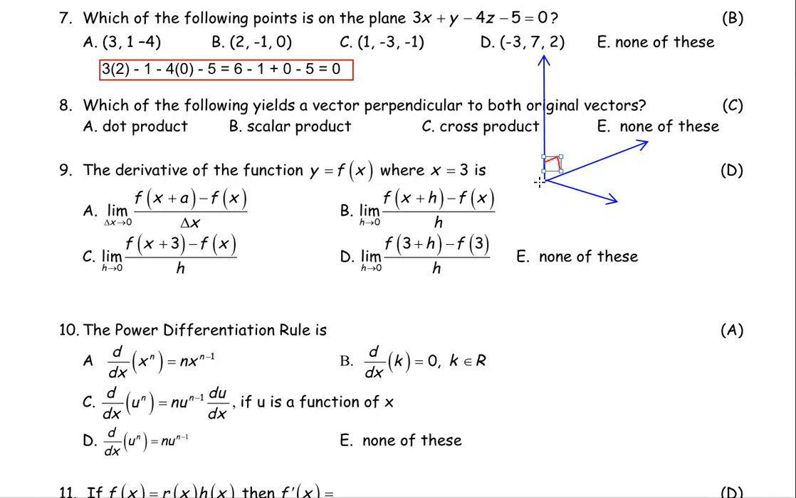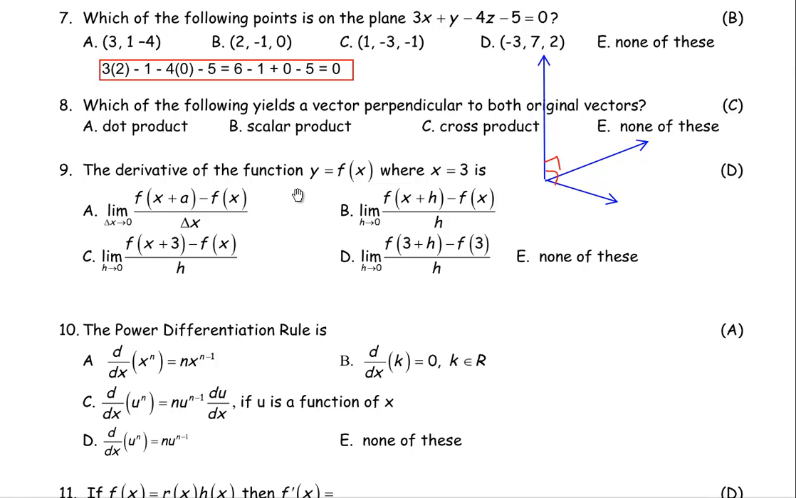That angle would be a right angle. It's hard to draw on the diagram here. And this would also be a right angle as well. And so these are the two original vectors, and the cross product yields a vector perpendicular to them. So that's why C is the correct answer for number 8.